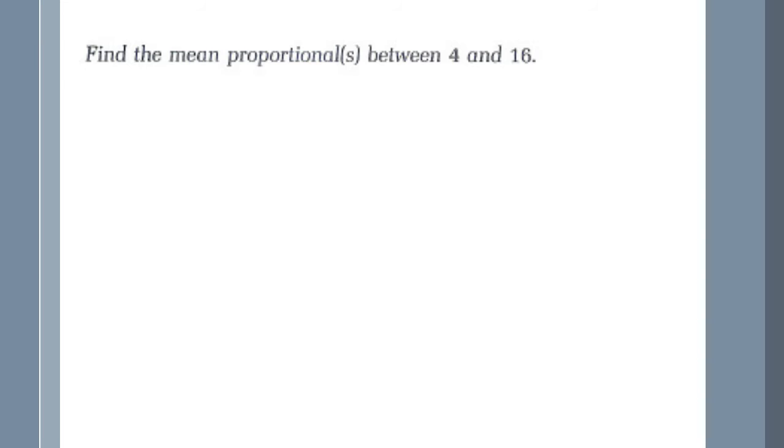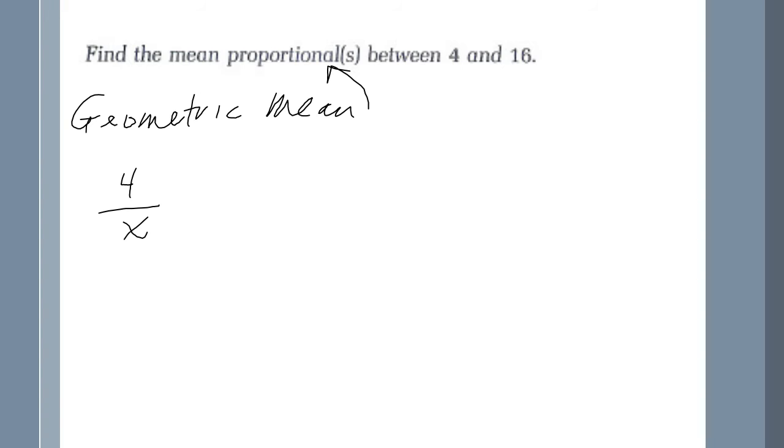Find the mean proportional between 4 and 16. Well, again, the mean proportion is a geometric mean, right? The geometric mean is the mean proportional, right? So 4 and 16, 4 over x equals x over 16. So we're going to cross multiply here, and I end up with x squared equals 64. So I'm going to take the square root of each side, and I end up with x is equal to plus or minus 8.